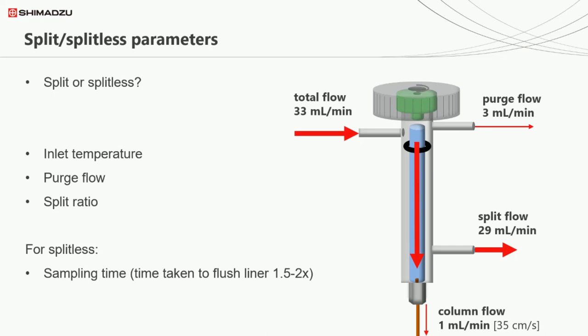The purge flow is more simple. It's usually 3 mL a minute for GC and 6 for GCMS. This may vary between vendors, so check their recommended settings if you're not using a Shimadzu GC.